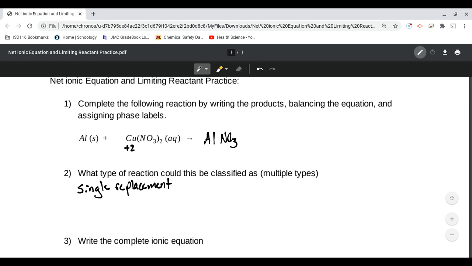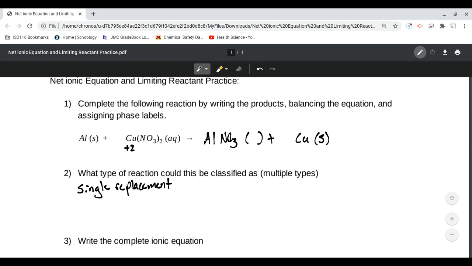I'm just going to get my products written, and then I'm going to use the charges of these ions to figure out how many of each need to be together to get that 0 overall charge. I'll leave room for a phase label, leave room for a balancing coefficient, and then what we're left with, our other product, is copper. And this is going to be solid copper.